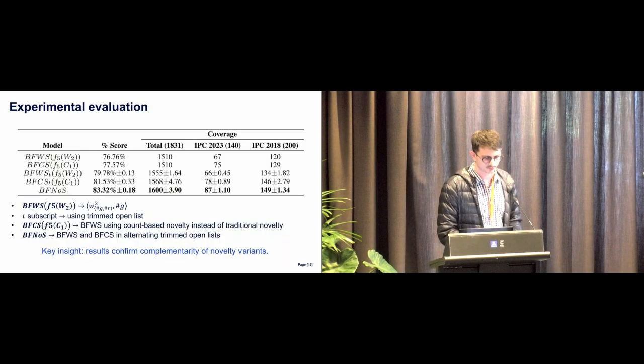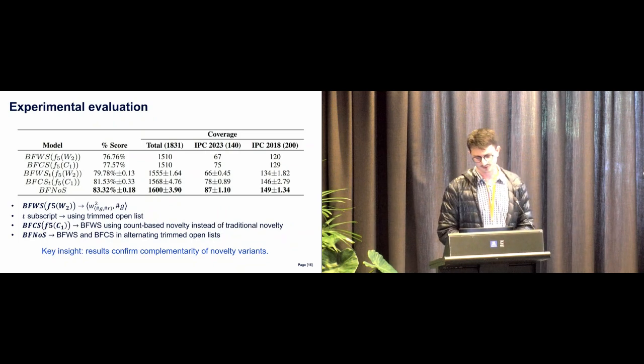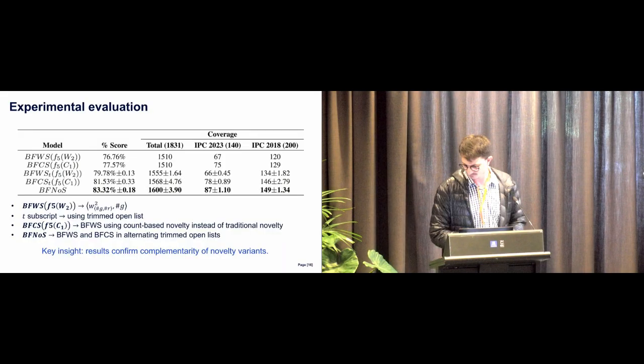But then we also have BFCS, which is the same solver that I introduced earlier, BFWS, except we substitute the binary novelty with sets of facts of size 1 and 2 with the count-based novelty over individual facts that I introduced earlier. And BFNOS is fundamentally the two solvers zipped together. We have two open lists. One is BFWS, the other is BFCS. We alternate expansions between the two. And the main takeaway here is that, indeed, we can observe the complementarity between the two techniques, which helps us further achieve a bit higher coverage.